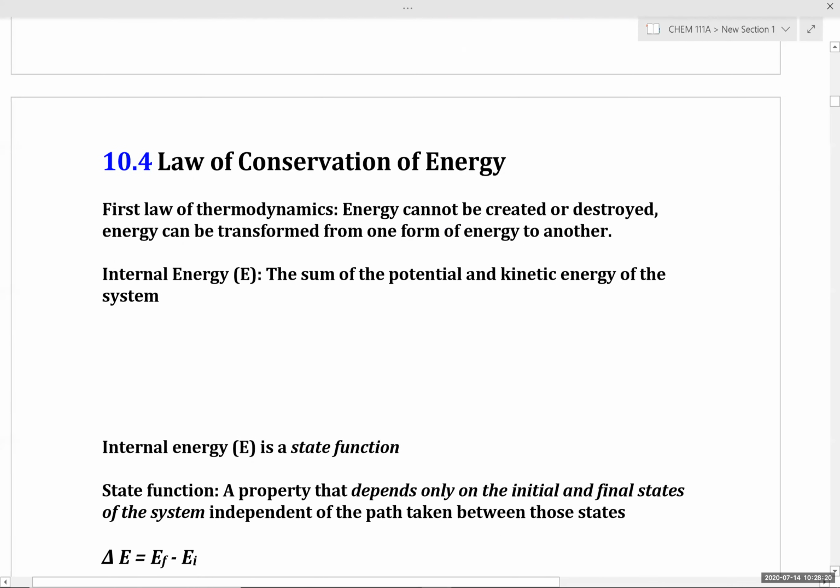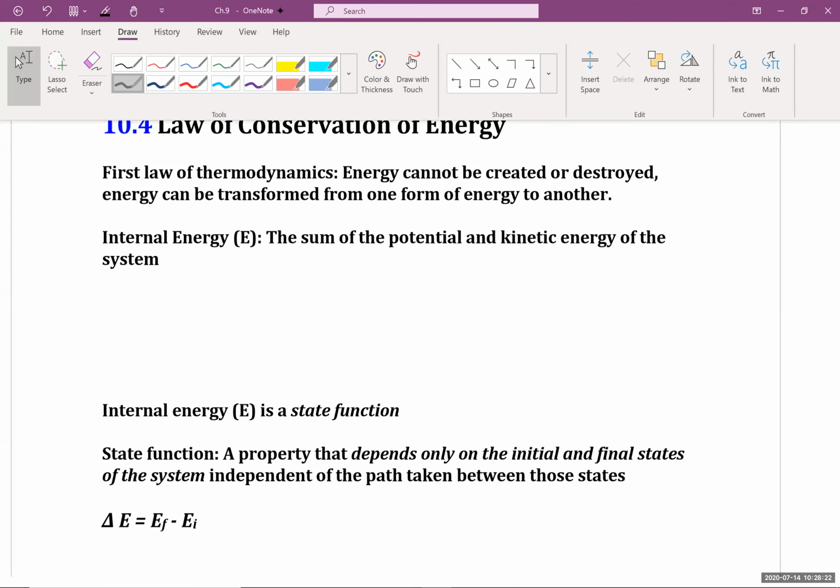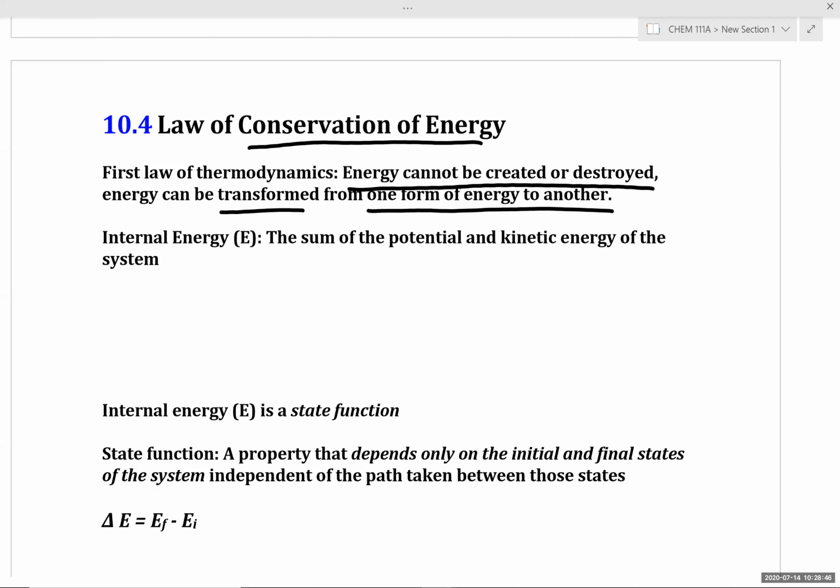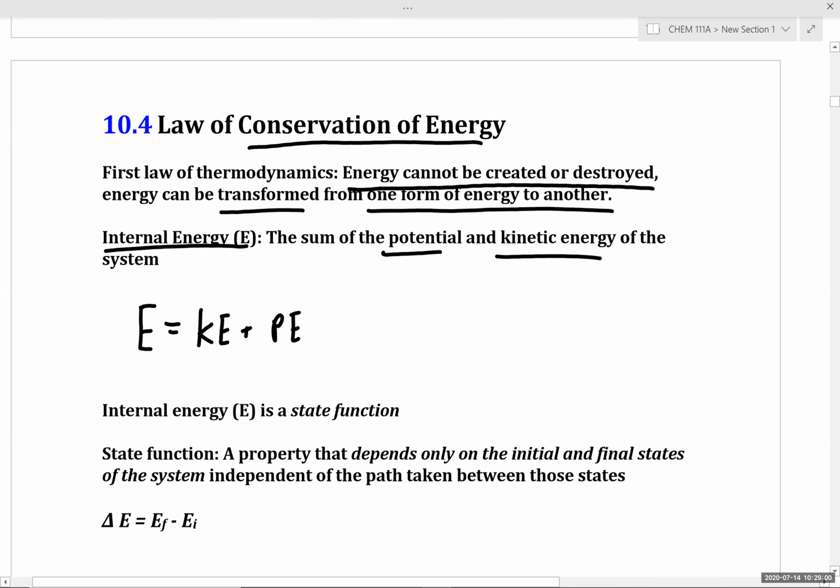So let's talk next about a fundamental law of physics, chemistry, and our universe, which is the law of conservation of energy. The first law of thermodynamics states that energy cannot be created or destroyed. Energy can only be transformed from one form to another. One of the common ways that we look at the energy of systems is the internal energy E. Internal energy is the sum of the potential and kinetic energy. So internal energy is equal to the kinetic energy plus the potential energy.